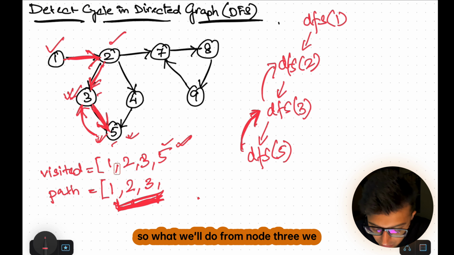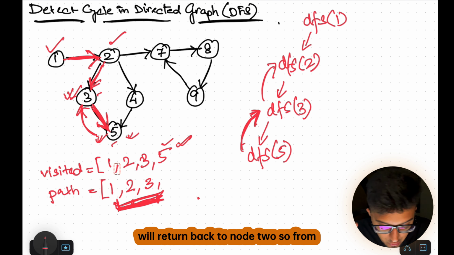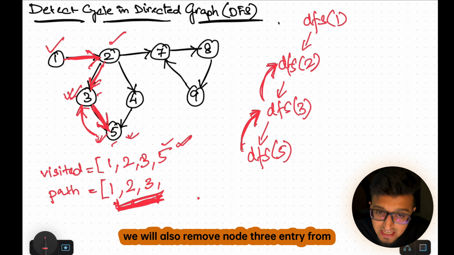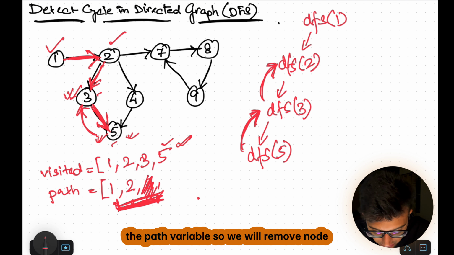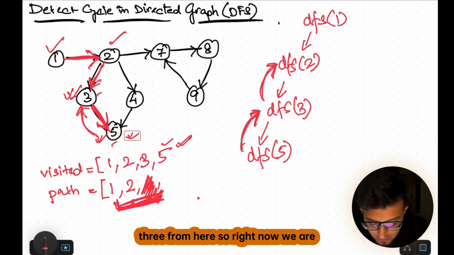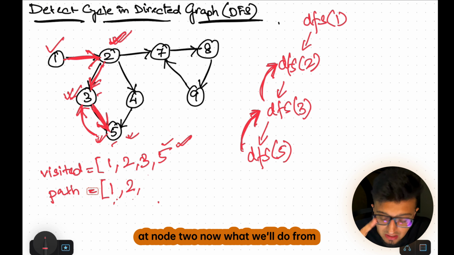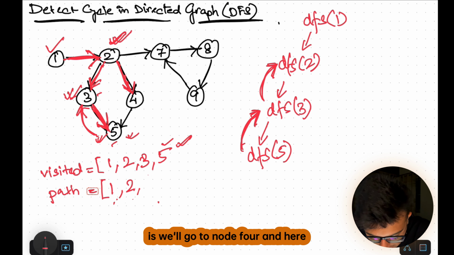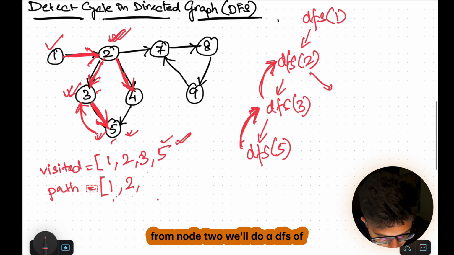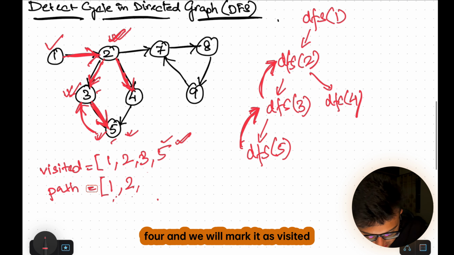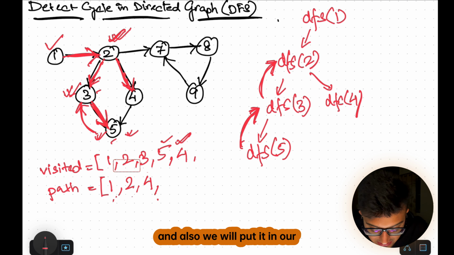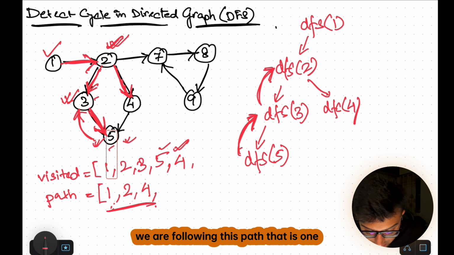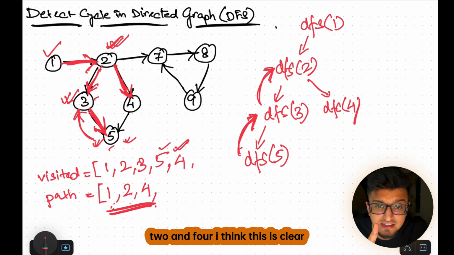From node 3 we will return back to node 2, and we will also remove the node 3 entry from the path variable. So we will remove node 3 from here. Right now we are at node 2. From node 2 we will continue our traversal and go to node 4. From node 2 we do a DFS of 4, mark it as visited, and also put it in our path variable. Right now you can see we are following this path, that is 1, 2 and 4. I think this is clear right now.